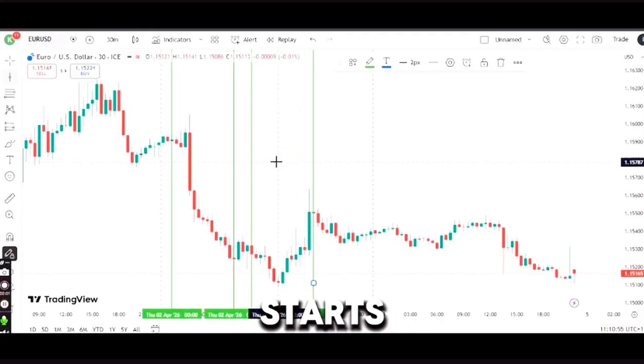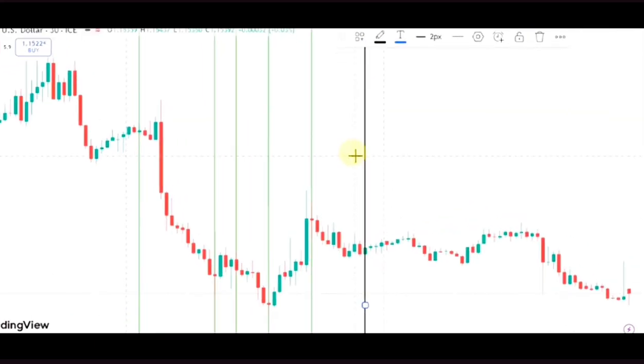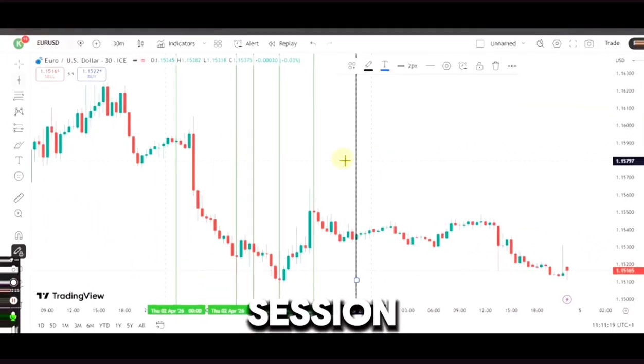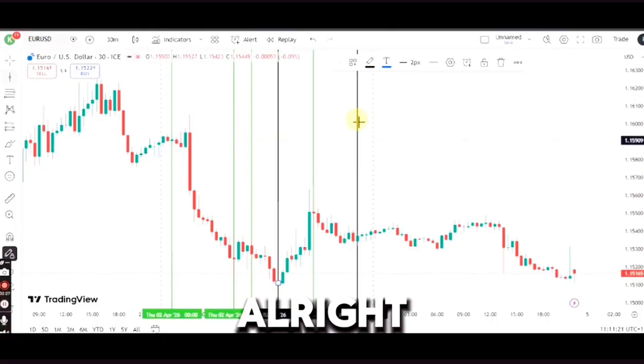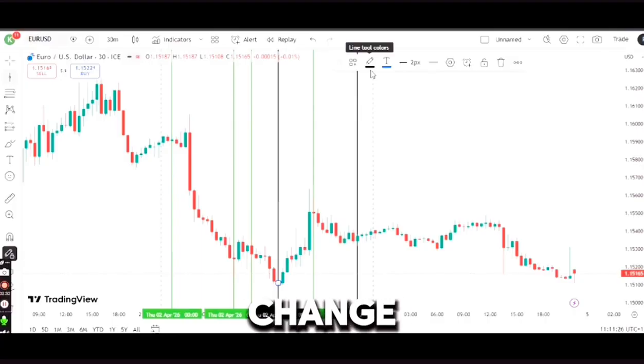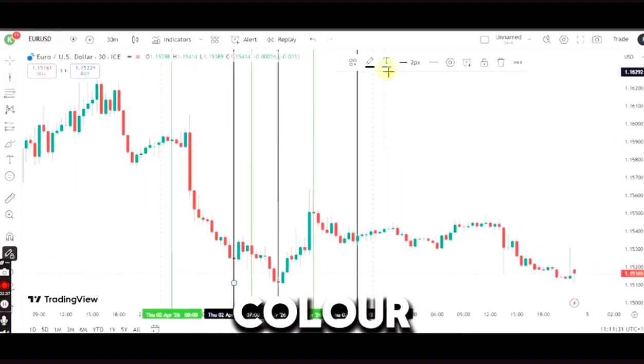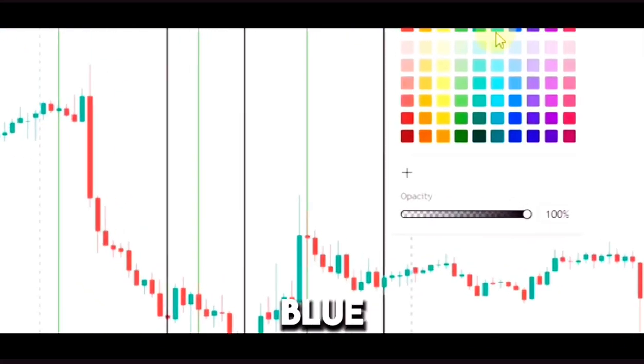Then the New York session starts at 12 UTC and closes at 21 o'clock. Alright, so I'm going to change the colors of these horizontal lines to show you the difference. Let's change the color of the New York session to black. Alright, New York session. Then let's change the color of the London session to blue.